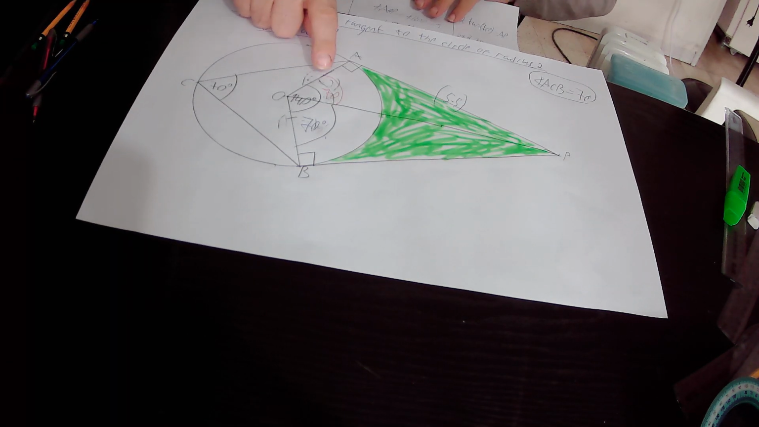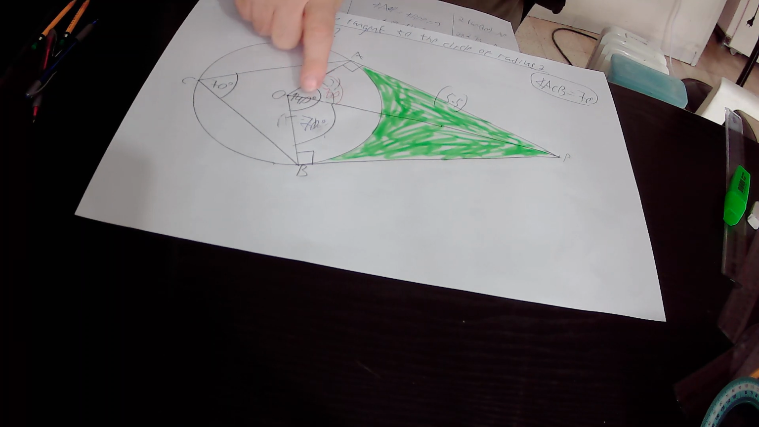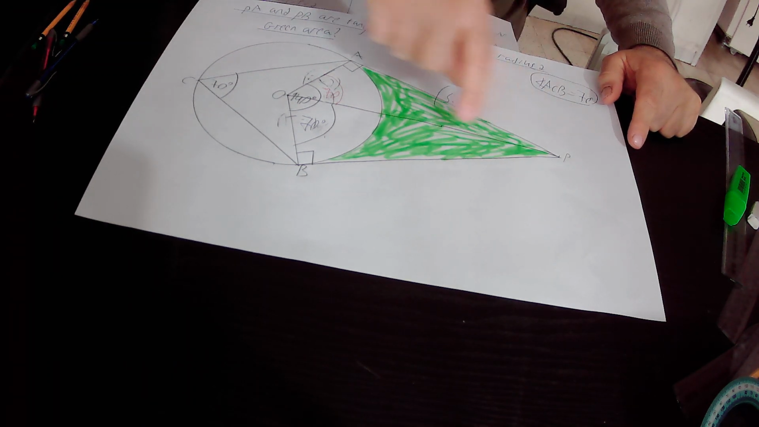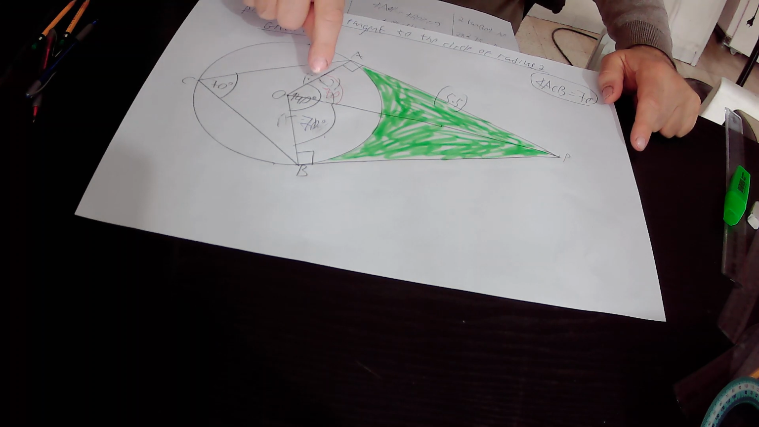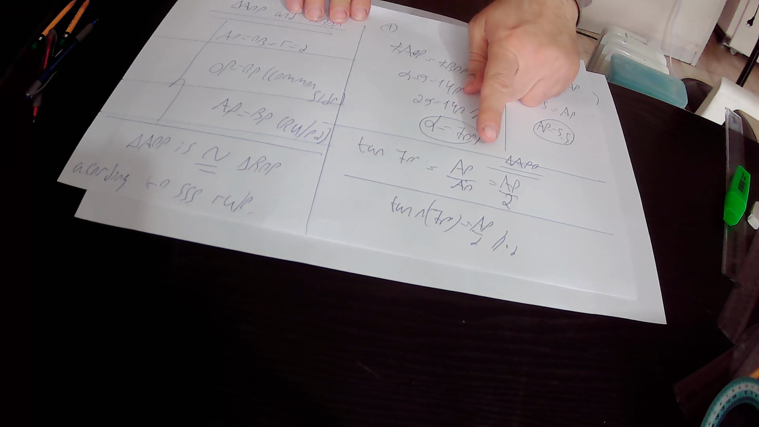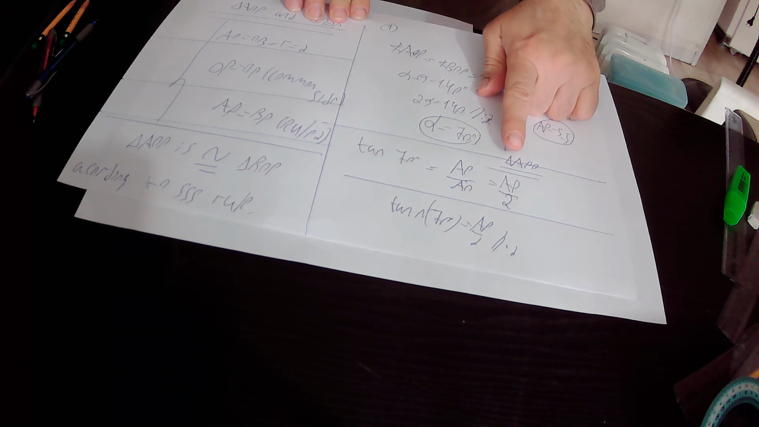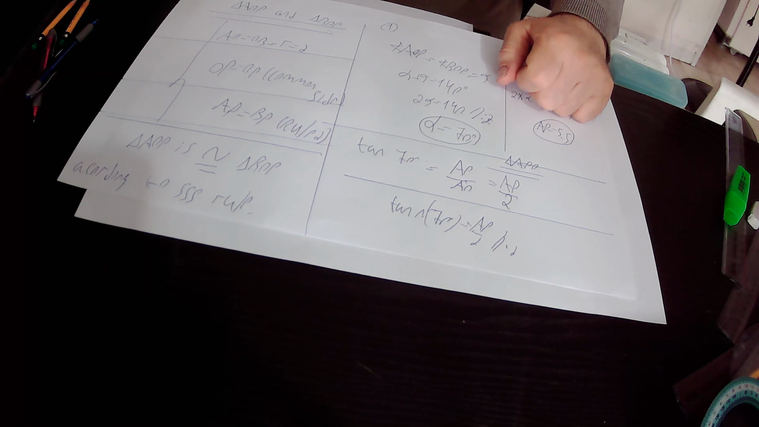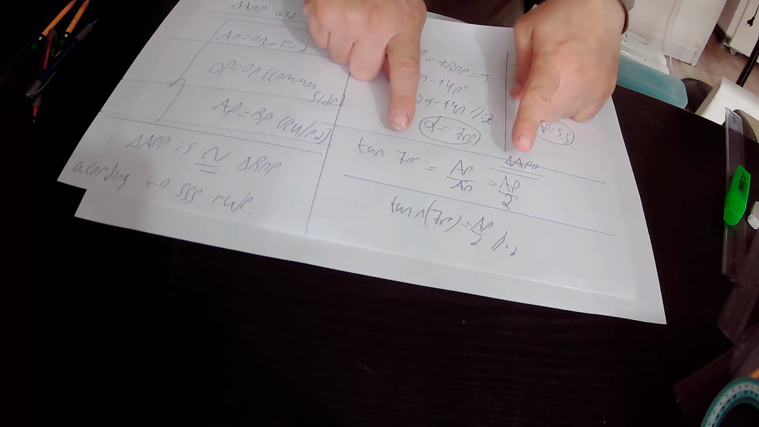So this is angle alpha equal to 70 degrees, and this is also angle alpha equal to 70 degrees. Then we focus on the right upper triangle APO. Tangent 70 degrees equals AP over AO. AP is the missing side, so we leave it as it is. AO is the radius of the circle, which is 2. So tangent 70 degrees equals AP over 2.